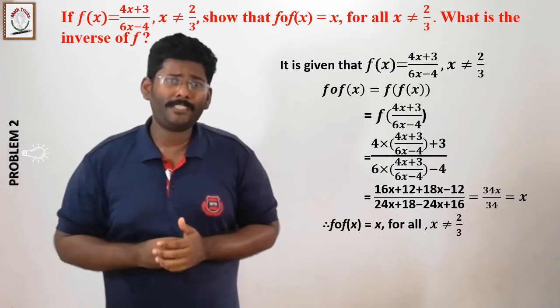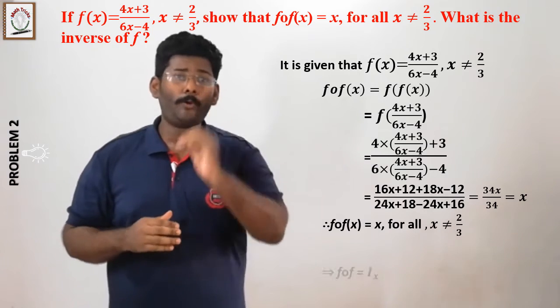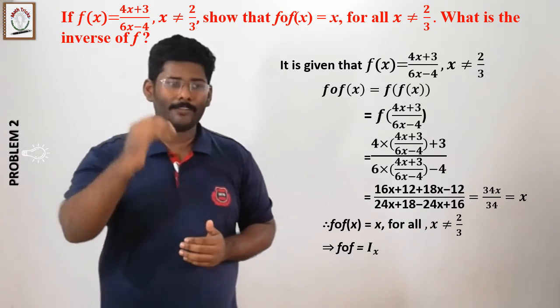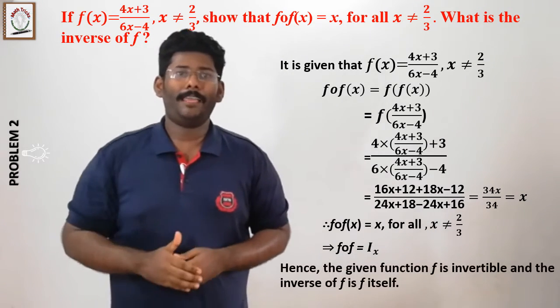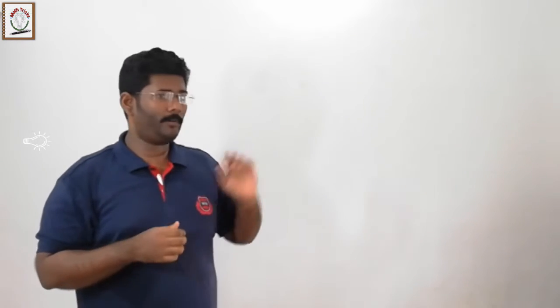And f composite f is equal to the identity of x. This means that the function is invertible and the inverse is f itself. Let us discuss one more problem.